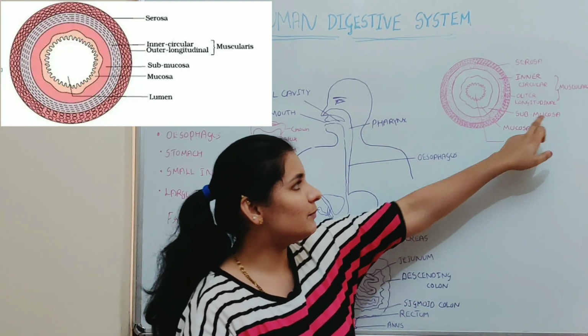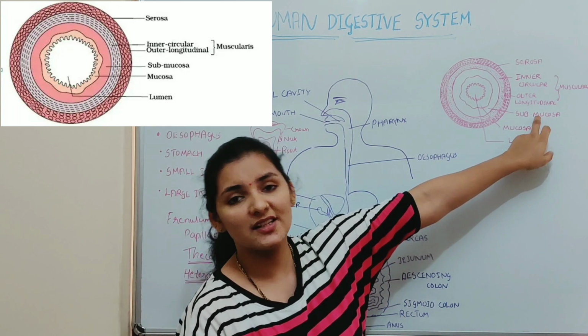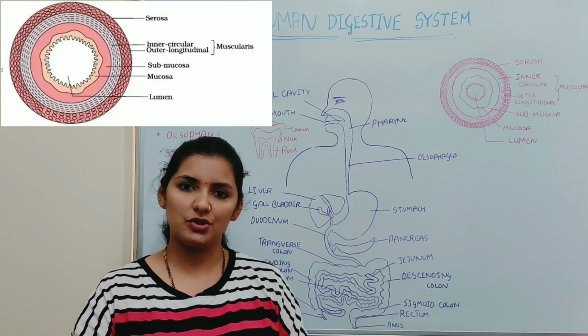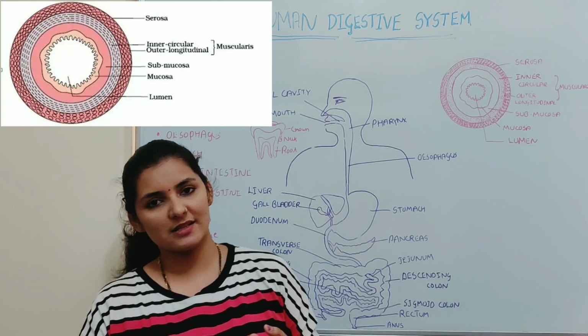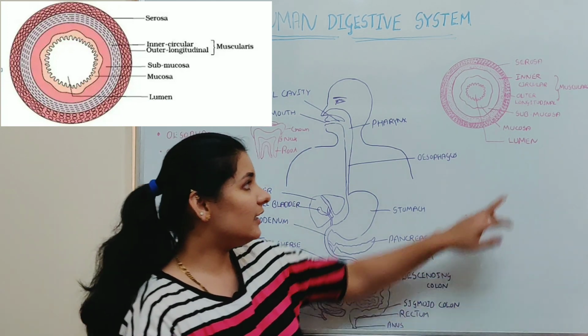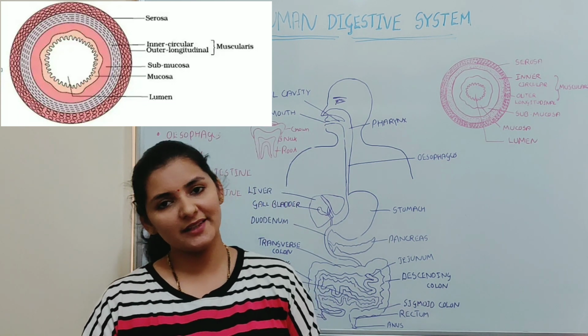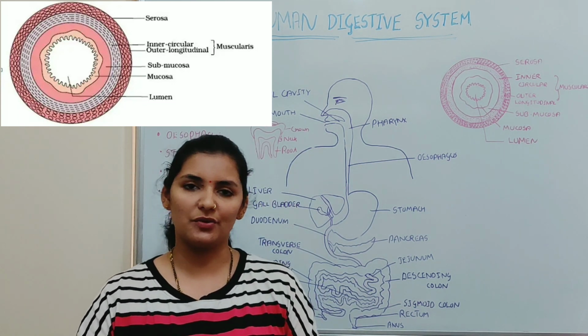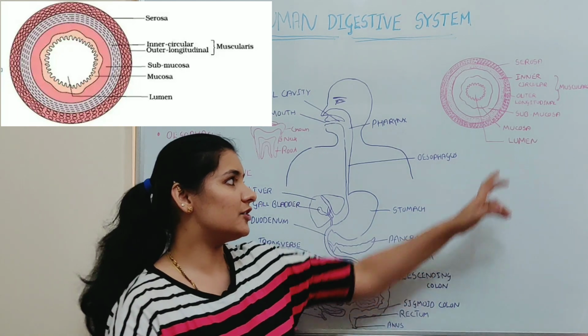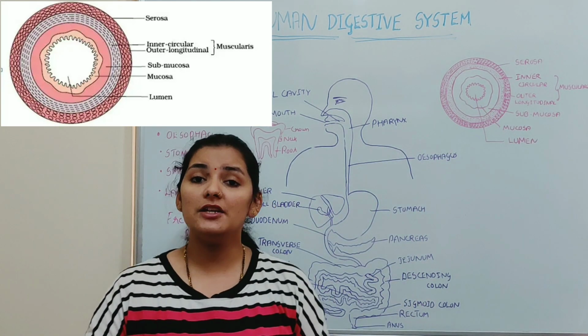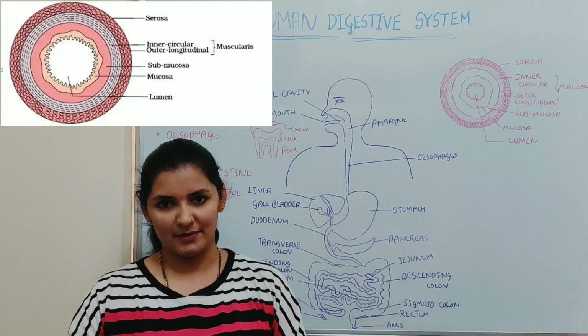The next layer is submucosa. Submucosa region consists of loose connective tissue having nerves, blood vessels and lymph vessels. The innermost layer is mucosa. Mucosa region consists of different types of cells in different regions of the alimentary canal, or it shows modification based on the different parts of the alimentary canal.